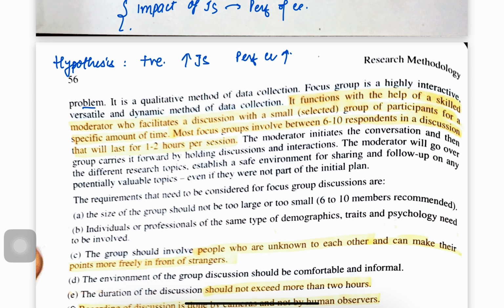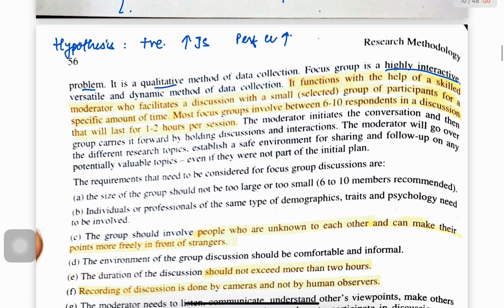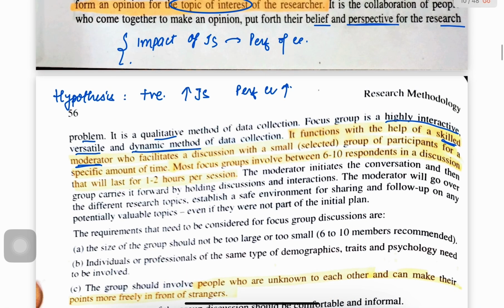So it is a qualitative method of data collection. You might note down which is the qualitative and which is the quantitative data collection method. Focus group is the qualitative method of data collection. It is a highly interactive, versatile and dynamic method of data collection. It functions with the help of a skilled moderator. So the moderator is a very important person while doing a focus group discussion.